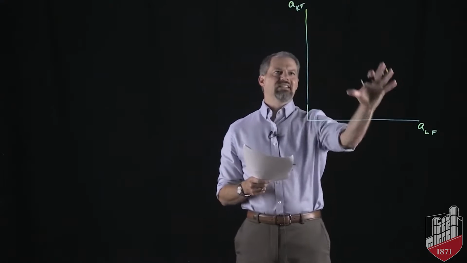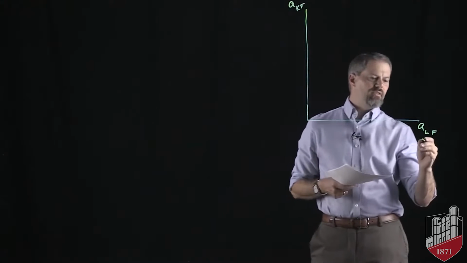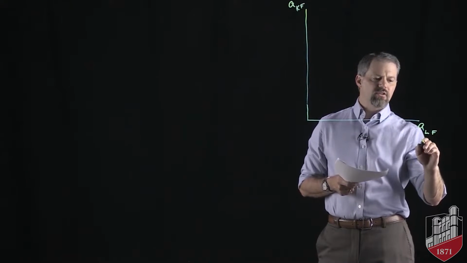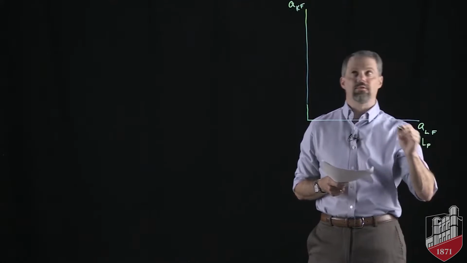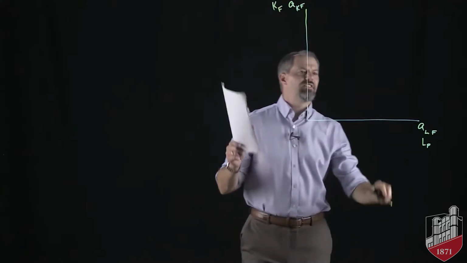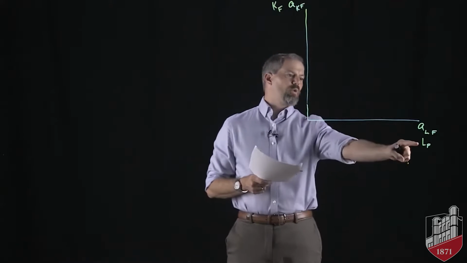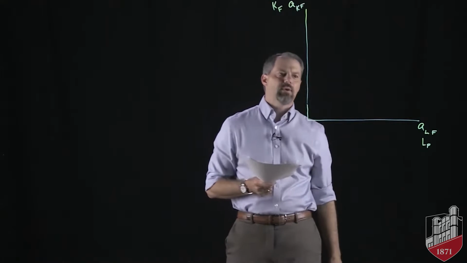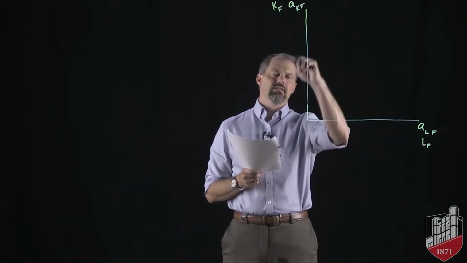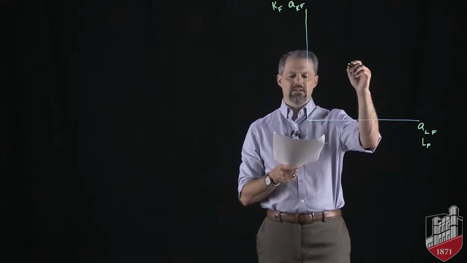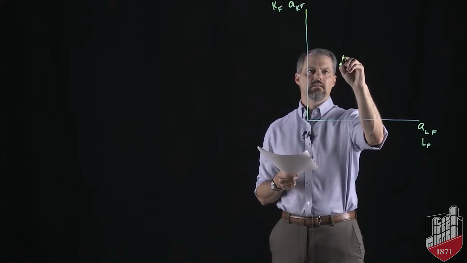So points in this space are going to show combinations of the inputs. Sometimes you might have seen this just called labor used to produce food and capital used to produce food. So you may have seen a picture similar to this where you've got labor and you've got capital up there, but we're going to use our A's here. So let's start by thinking about a point on here. We'll call it point A.